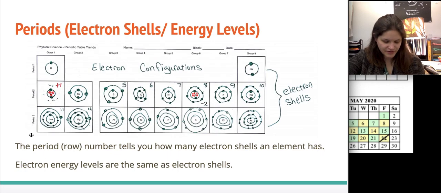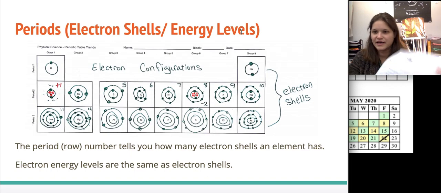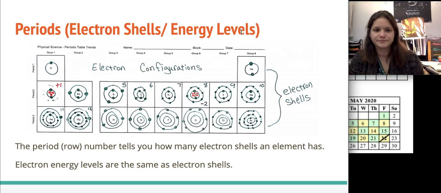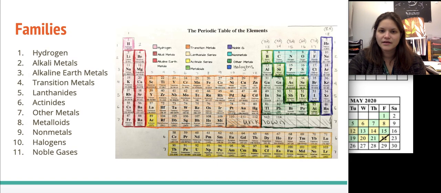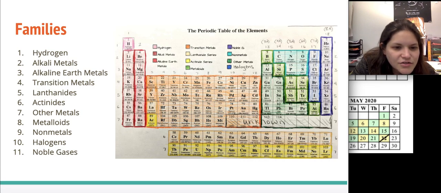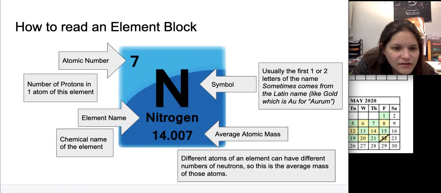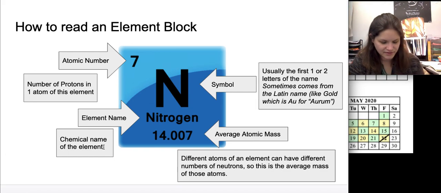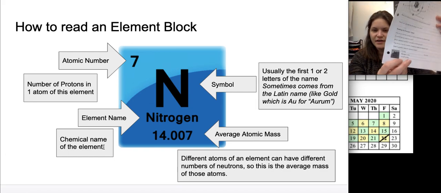Let's see, and another name for electron shells, that's electron energy levels. So that should answer those last 2 questions on the bottom here. Next is the families, and let's take a look at this one next, because that's at the bottom of your worksheet, sorry.